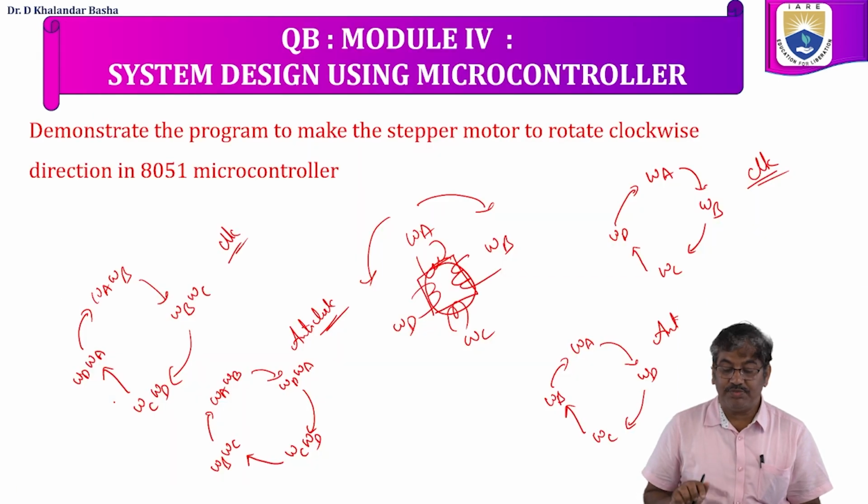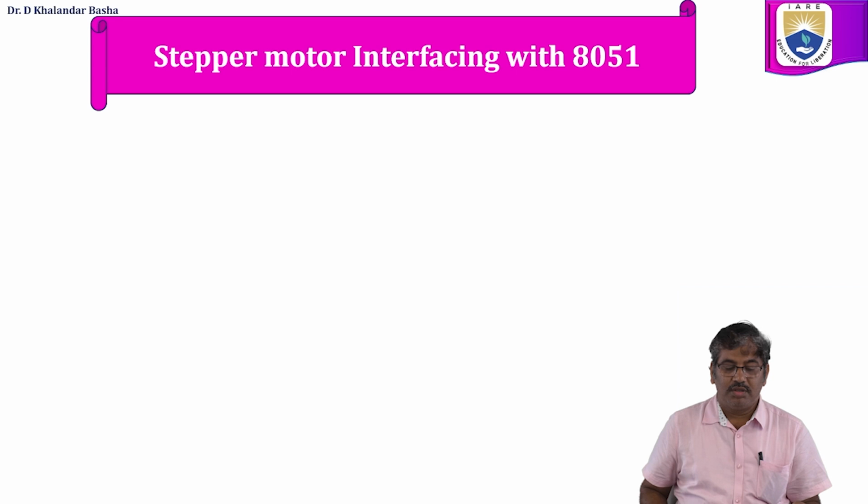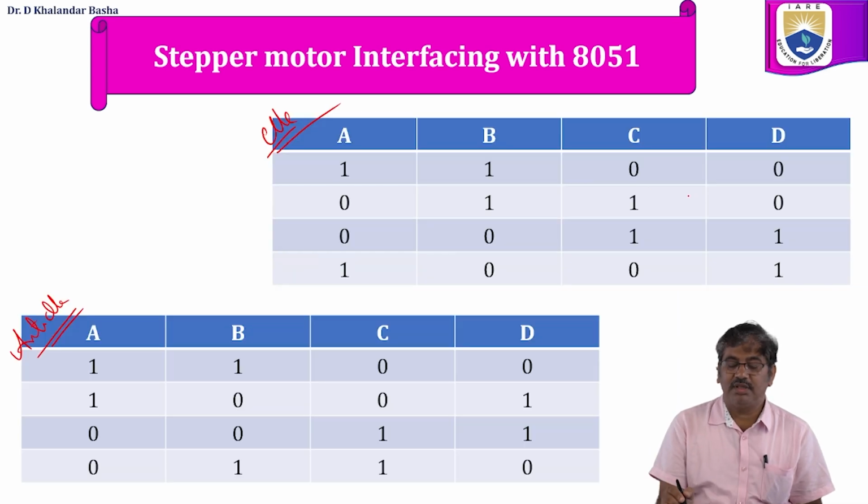As per the problem statement, we want to rotate in clockwise rotation, so we will write the program for rotating the stepper motor only in clockwise rotation. For clockwise rotation, what pulse can I give? For exciting winding A, winding B, the pulse we give is 1100, which is C. The next pattern is 0110, which is 6, then 0011, in hexadecimal 3, and then 1001, which is 9.